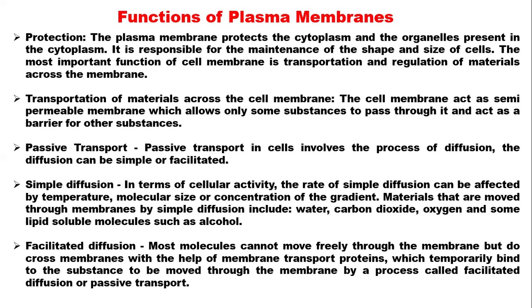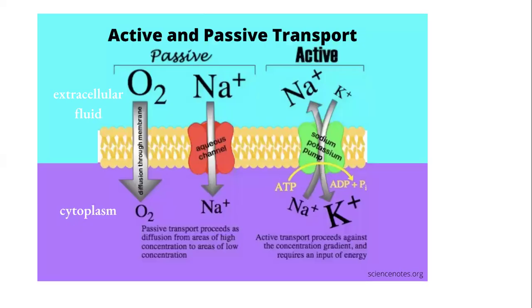We can also have facilitated diffusion, where most molecules that cannot move freely through the membrane have to cross the membrane with the help of membrane transport proteins. These transport proteins temporarily bind to the substances and aid in the movement through the cell membrane, and this process is called facilitated diffusion. So let's look at this diagram. We can see active and passive transport.